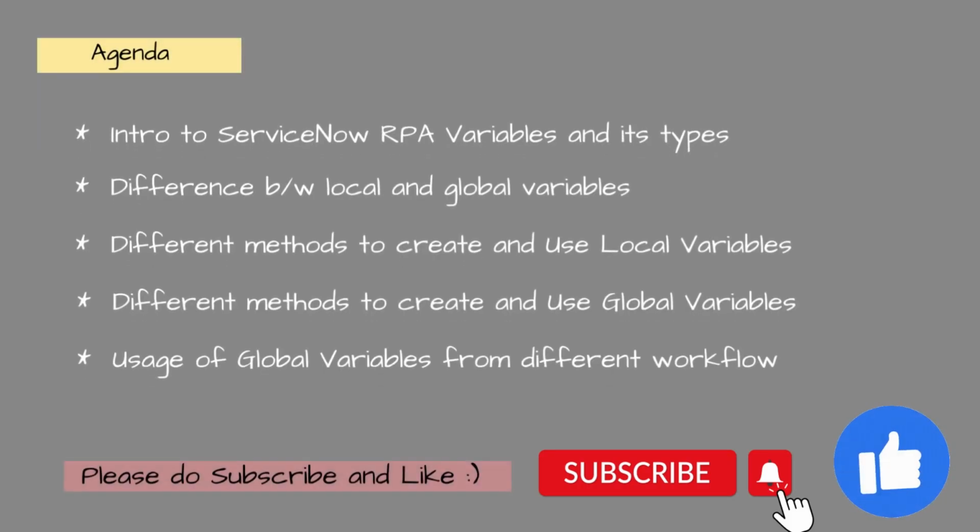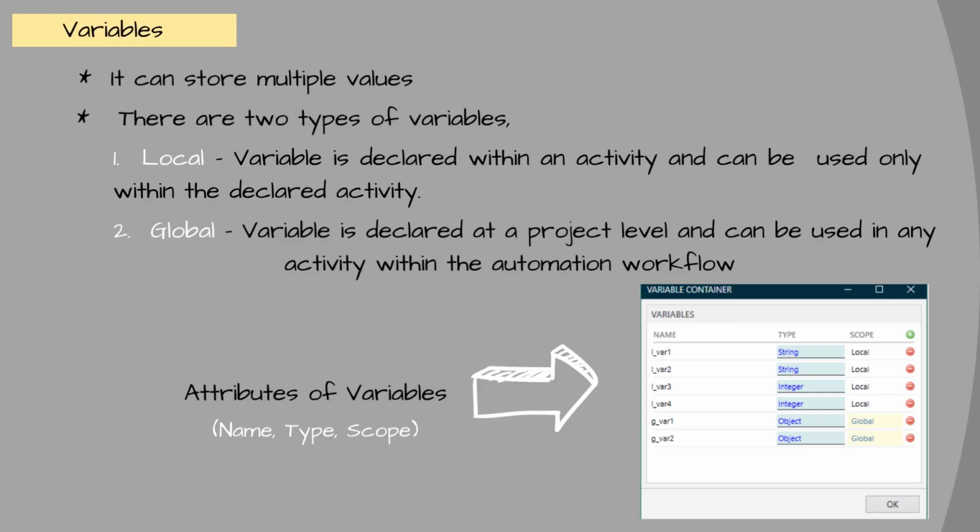In this video, we are going to see about variables. Variables are something which is used to store multiple values, and you can store your values in different formats like string, datetime, integers, and we have more types. Here in ServiceNow, we have two types of variables, local and global variables.